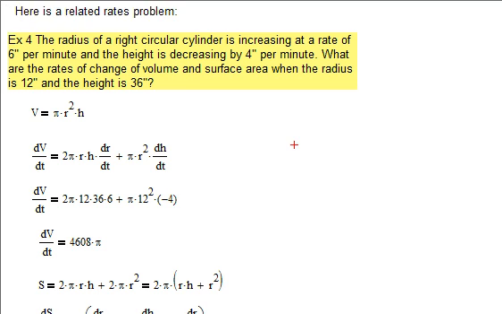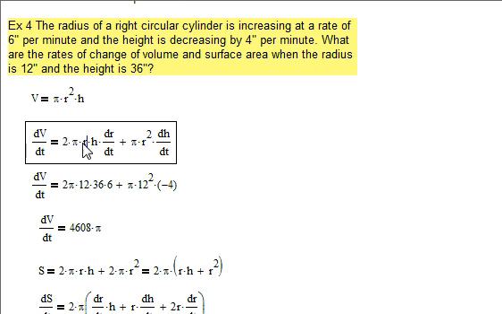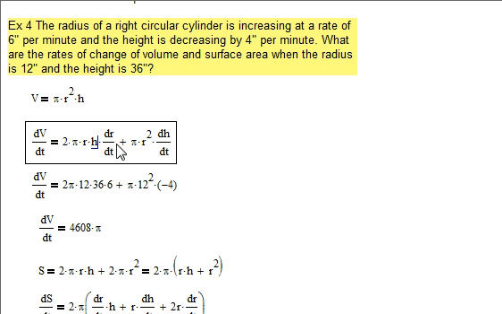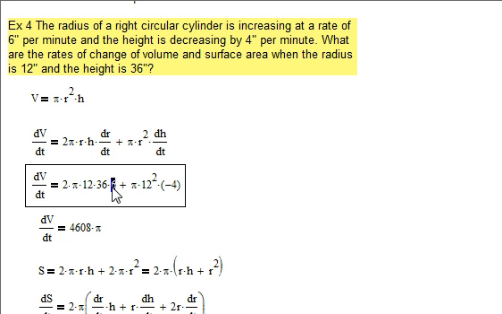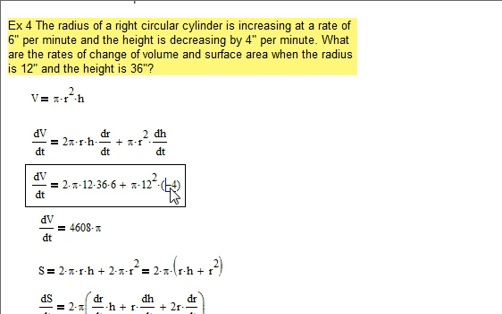Now all this information is given, so we can just fill it out. The r is 12, the height is 36. The change in the radius with respect to time is positive 6 because it's growing by 6 per minute. The radius squared is 12 squared times, of course, our perennial pi. And then the height is decreasing by 4, so that's dh/dt, and that's why it's negative.